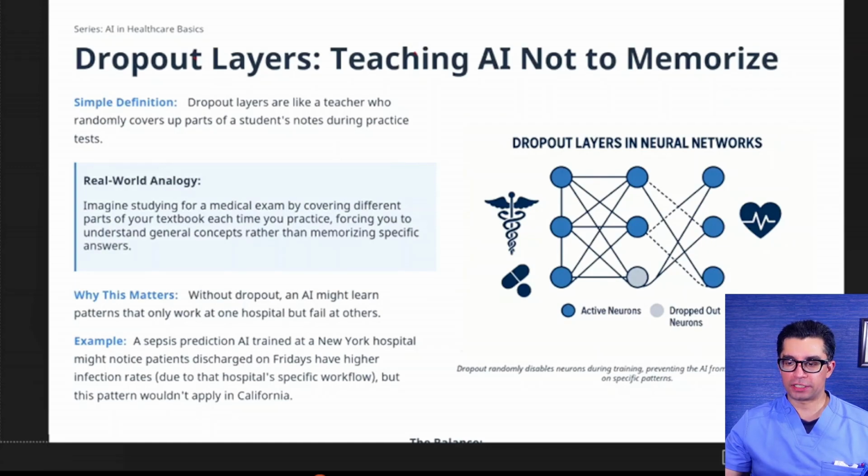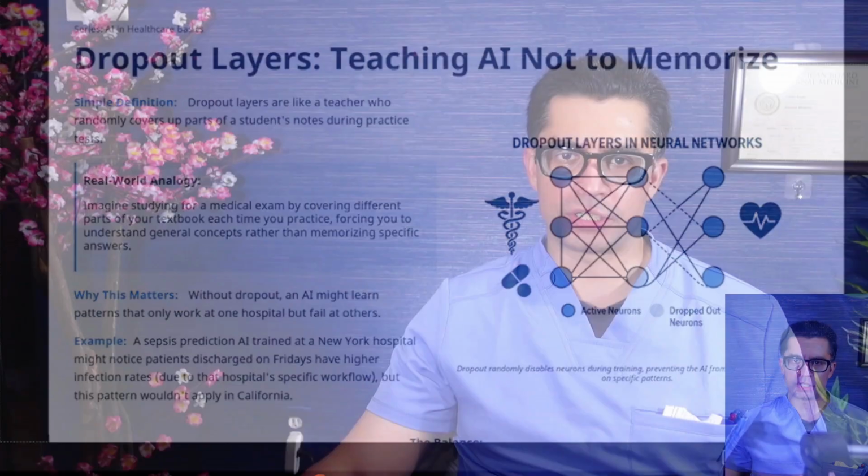Okay, so dropout layers, and these are very important to understand. So what are dropout layers? This is basically teaching AI not to memorize.